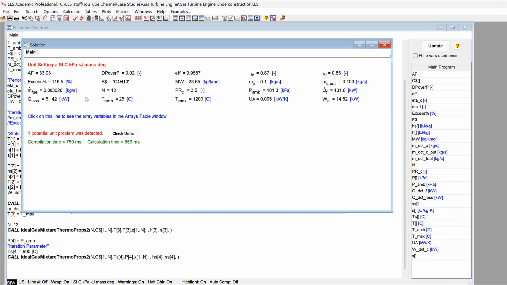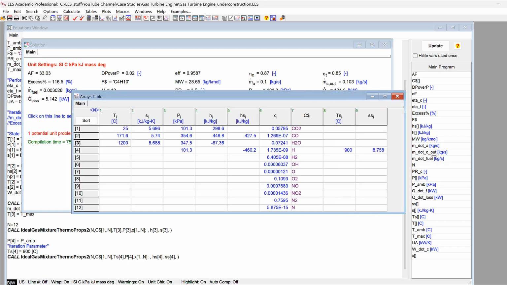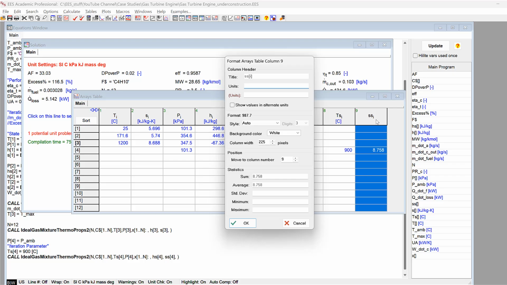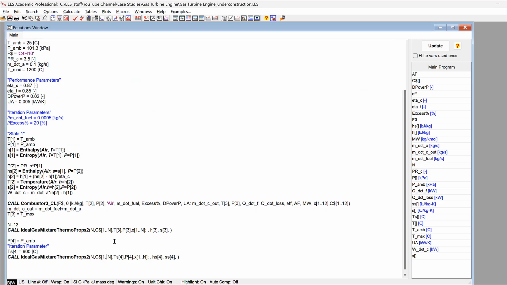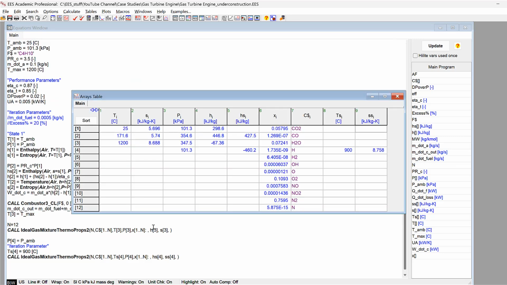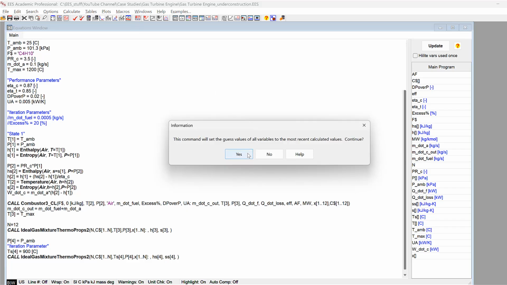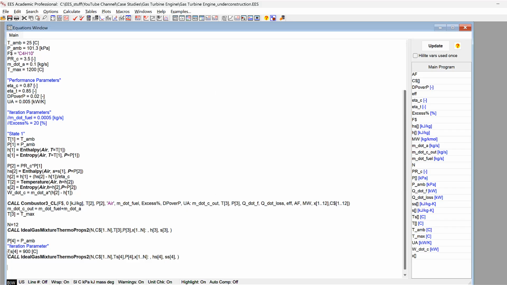and I can set my units, make sure that's all working correctly. So this should be kilojoules per kilogram Kelvin. Hopefully that fixes my unit error. And right now I see, let's go back to my arrays table, SS4 is 8.758, whereas the entropy entering is 8.688. So I didn't quite get the right value of TS4, but I do have a pretty good solution, so I'm going to update my guess values. I'm going to get rid of this iteration parameter and require that SS4 is equal to S3. And that closes this up.